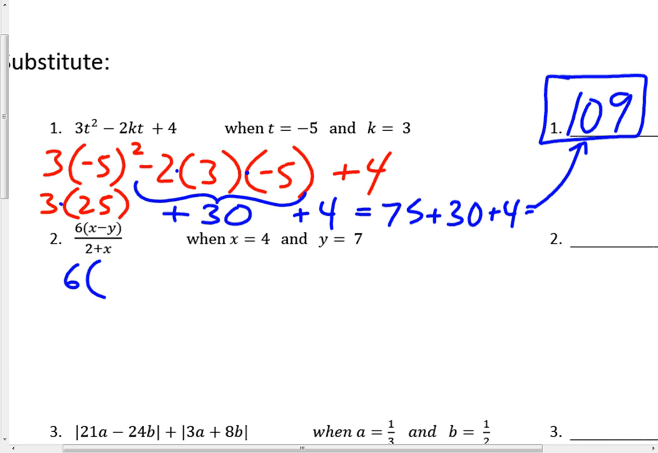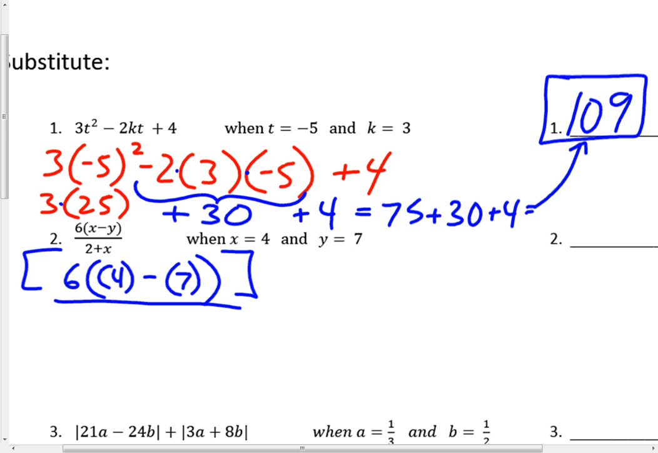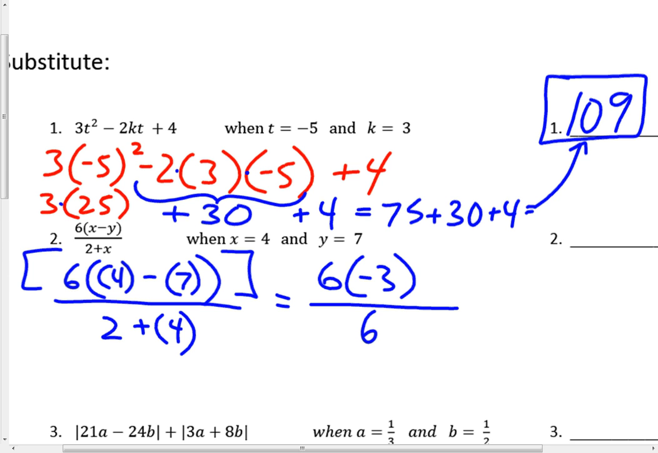Let's substitute again. 4 minus 7. And I'm going to put big brackets around the top. They're not there, but I want to do all of that before I divide by the 2 and the 4. Do the top and bottom as if they were each a separate problem. What's 2 plus 4? 6. What are you going to do first on the top? 4 minus 7. What is that? 3. Okay. We're okay up until this point.